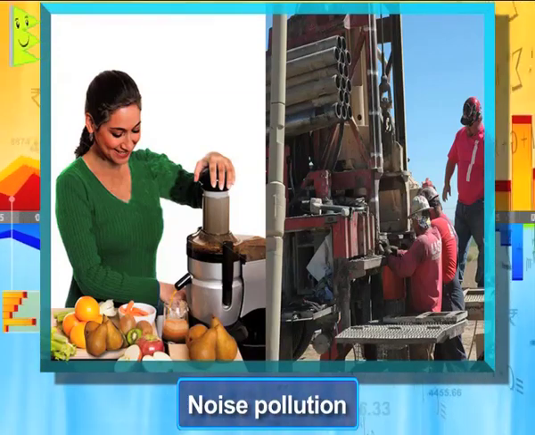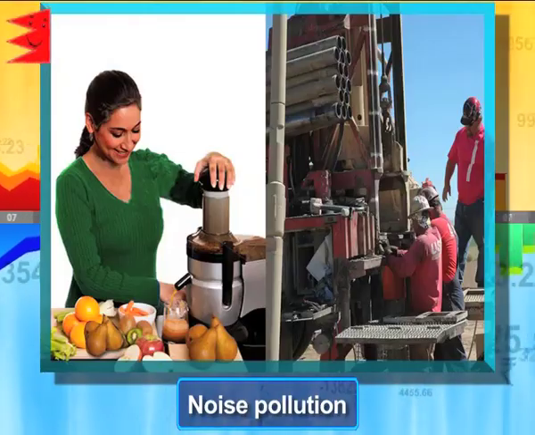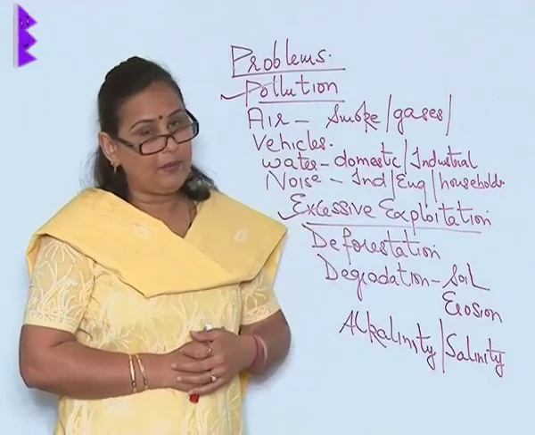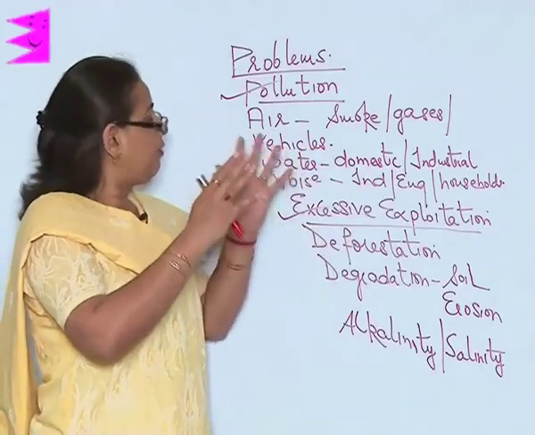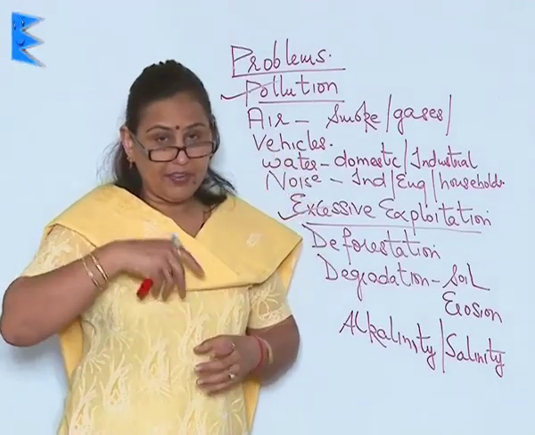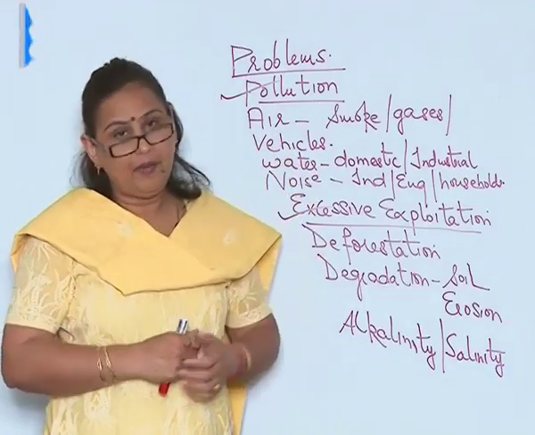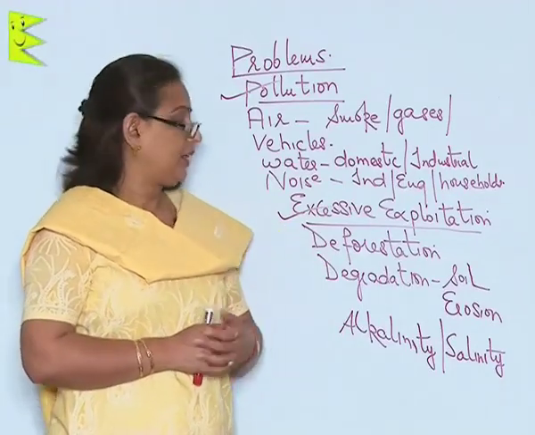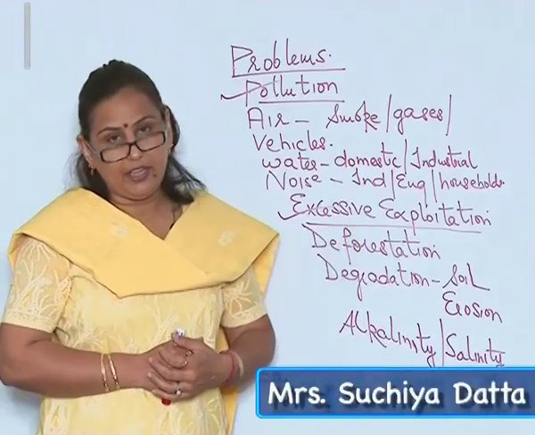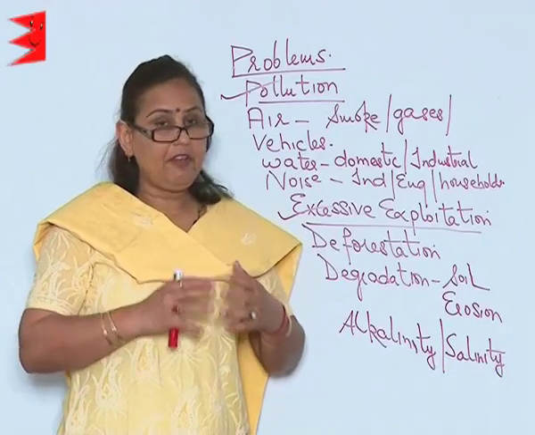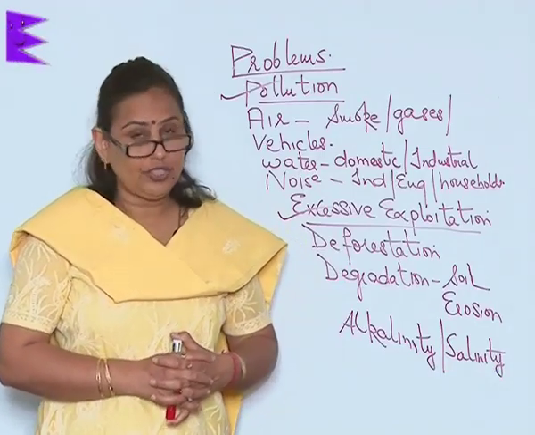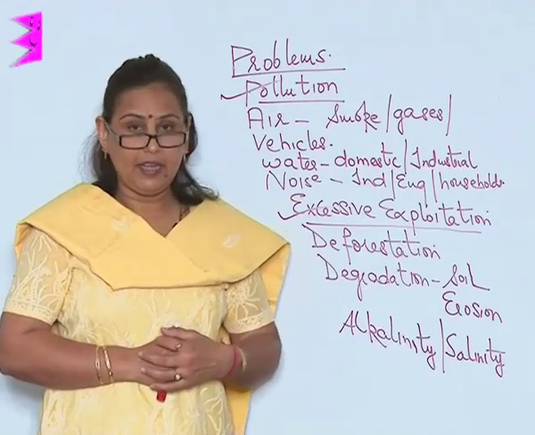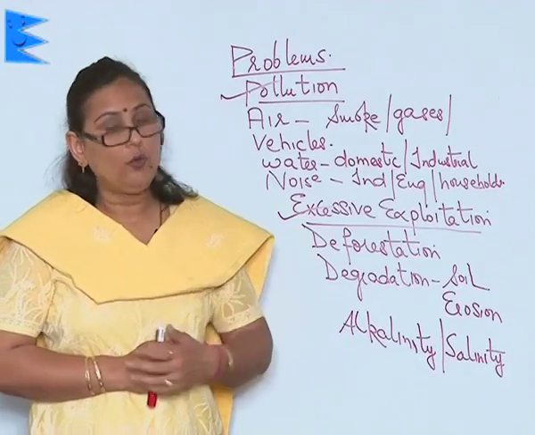For example, the mixer and the grinders in the households, and also in the industries and the factories wherein a lot of noise is made during production. So, air, water and noise pollution is creating havoc in the environment, which is very, very bad for the coming generations. Next is the excessive exploitation of environment. Whatever we do has to be done in a very judicious manner. If we start over-exploiting, that is the time that we can see that there is a doomsday.